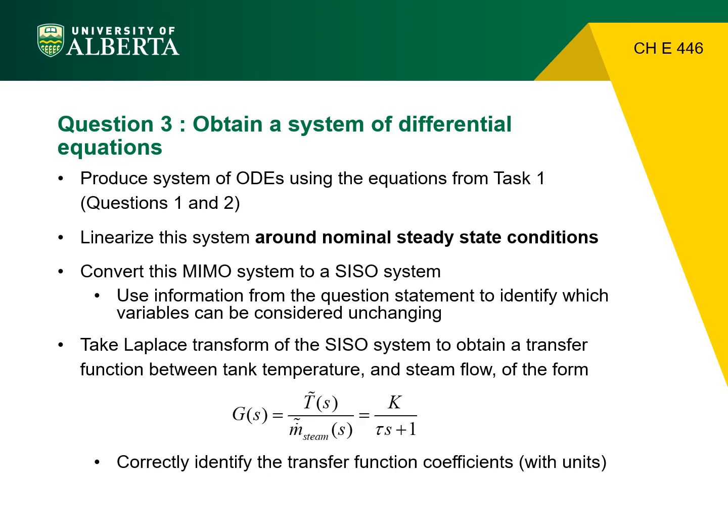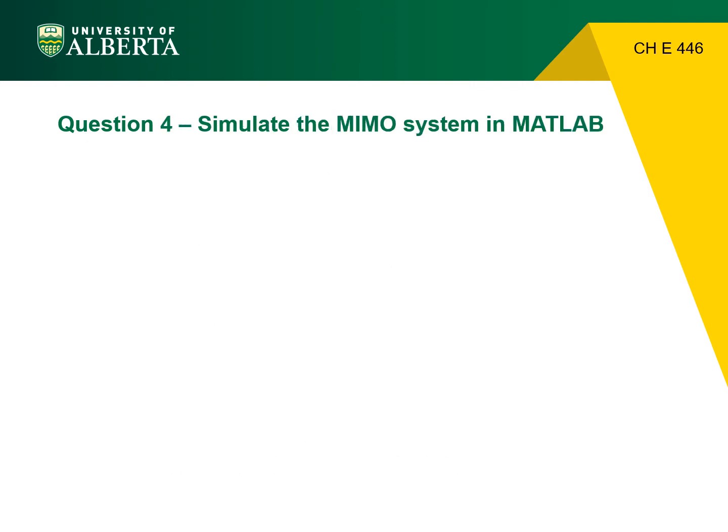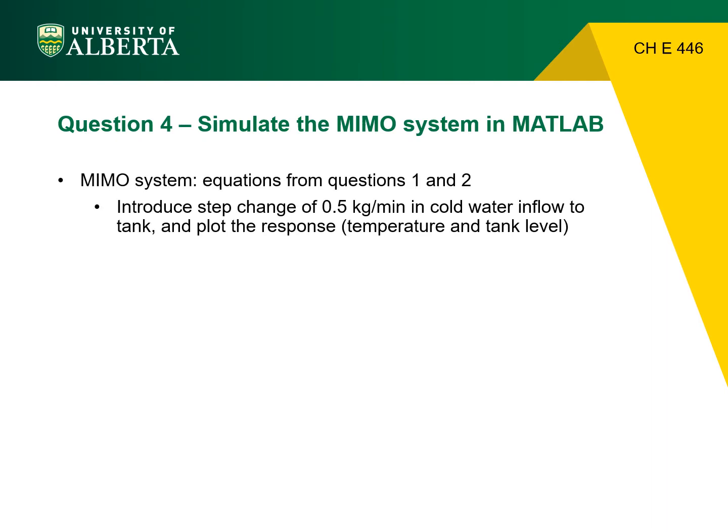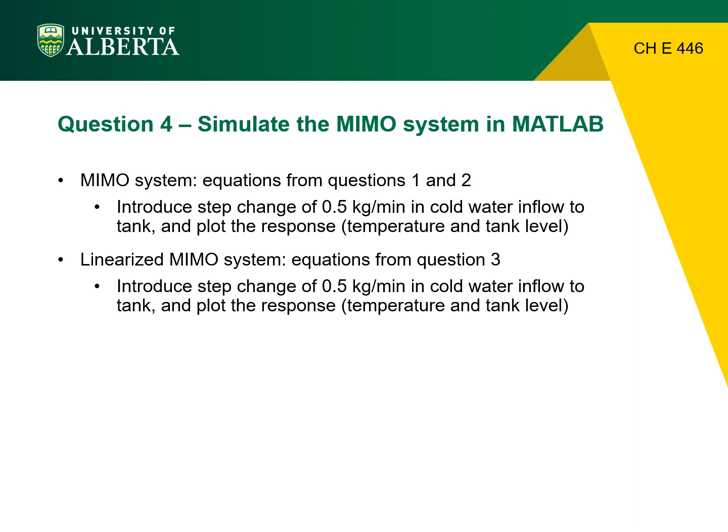Make sure that when you report the final transfer function model and identify the coefficients in the model, you include their units as well. In question 4, you are asked to perform two simulations. One using the original MIMO system resulting from the mass and energy balances in questions 1 and 2, and the other using the linearized MIMO system from question 3.